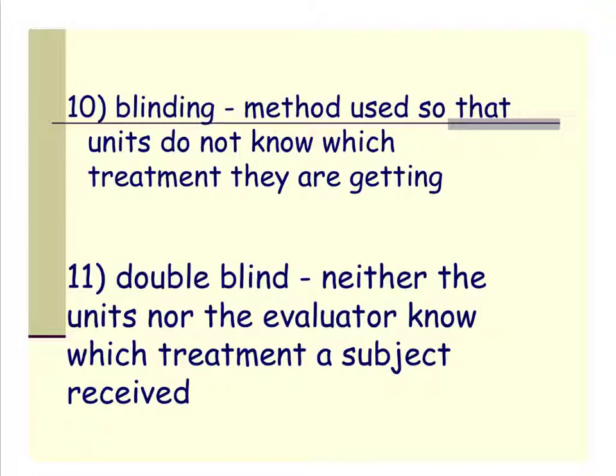Double blind is where neither the units, that's who you're testing on, nor the evaluator, that would be the person doing the experiment, know which treatment a subject has received. And so sometimes the double blind test is done as well.